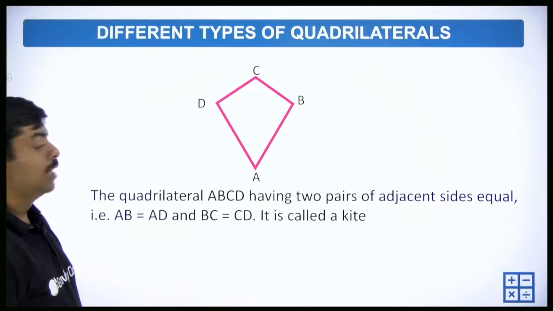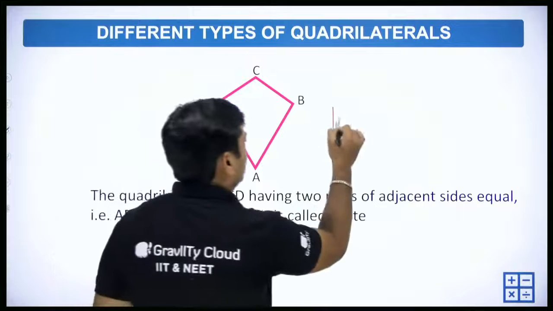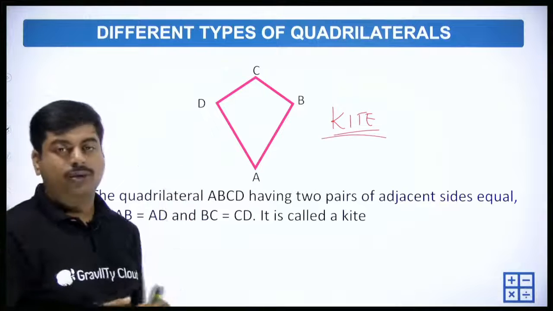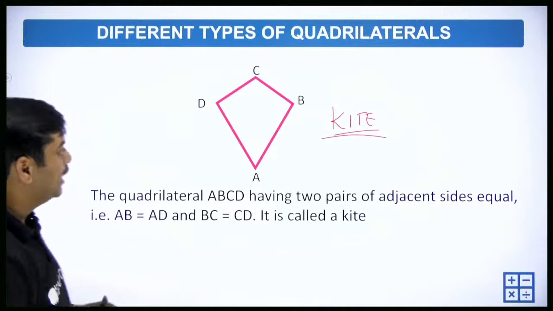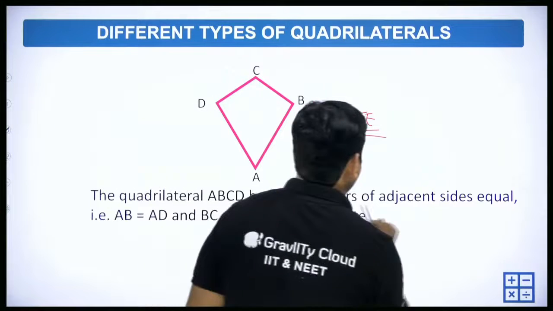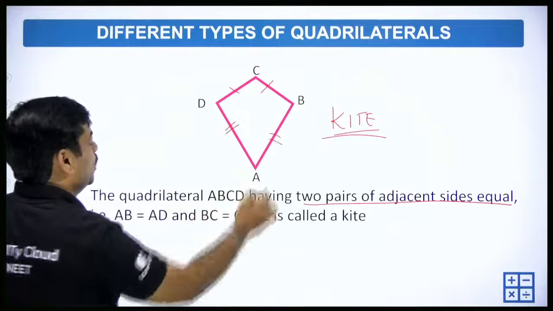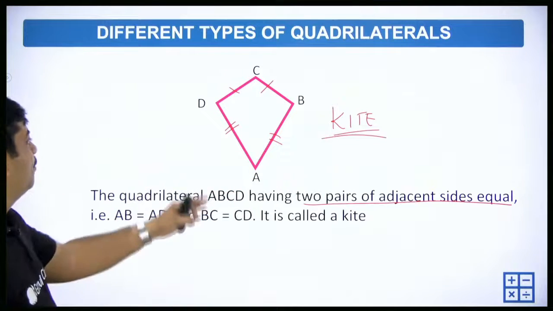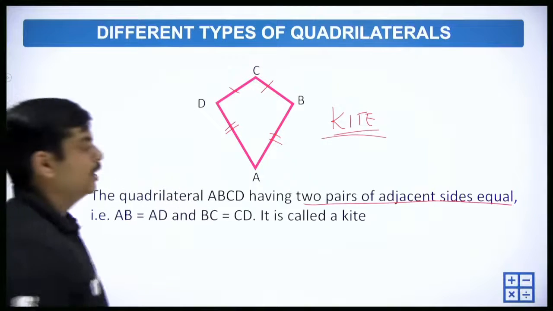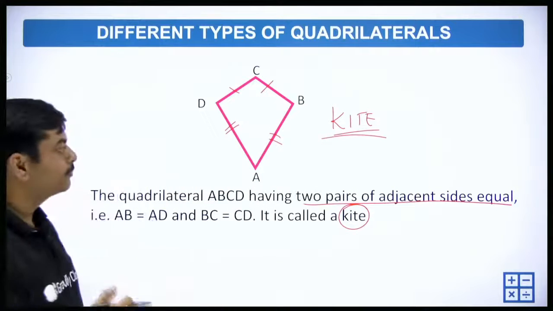Next one. Now I think you can see this shape, which is something like a kite shape. You know what a kite is, right? Kite, K-I-T-E. Again, it's a four-sided closed structure, which is a polygon, which is a quadrilateral. The quadrilateral ABCD has two pairs of edges and sides equal. That means this one and this one are equal, and this one and this one are equal. Where AB is equal to AD, and BC is equal to CD. This is called a kite. So this type of structure is called a kite.